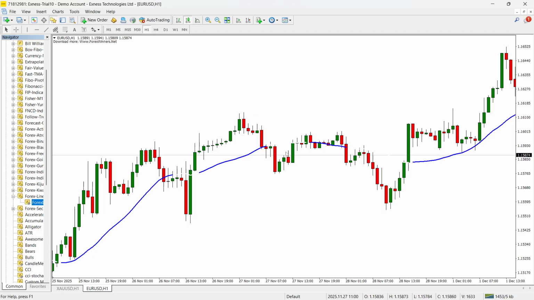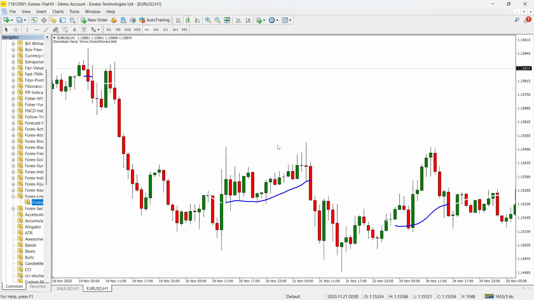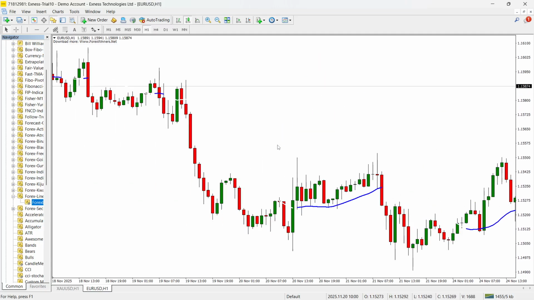When the line is blue and price is trading above it, the display implies bullish conditions and an upward trend bias. When the line turns white, as you can see if you look closely, and price is trading below it, it implies bearish conditions and a downward bias.